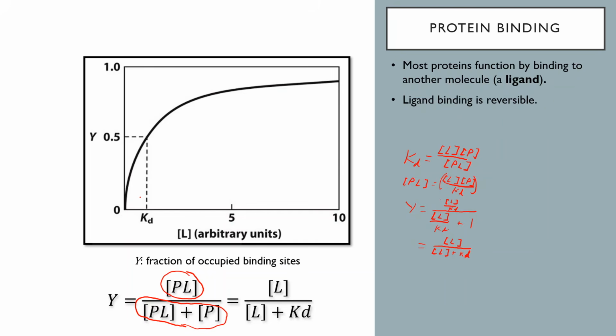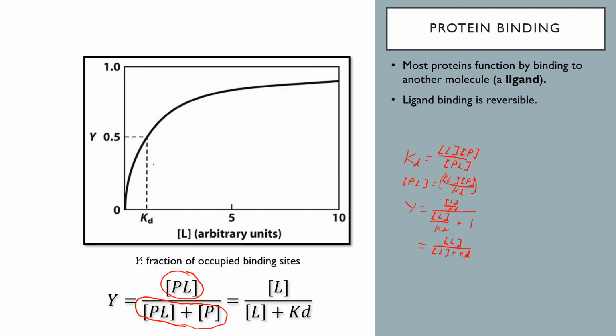So Y is always going to be a number between 0 and 1. 1 means 100% of the protein is bound by ligand. 0 means that none of it is bound. And then again, down here is just the concentration of the ligand, whatever that happens to be.